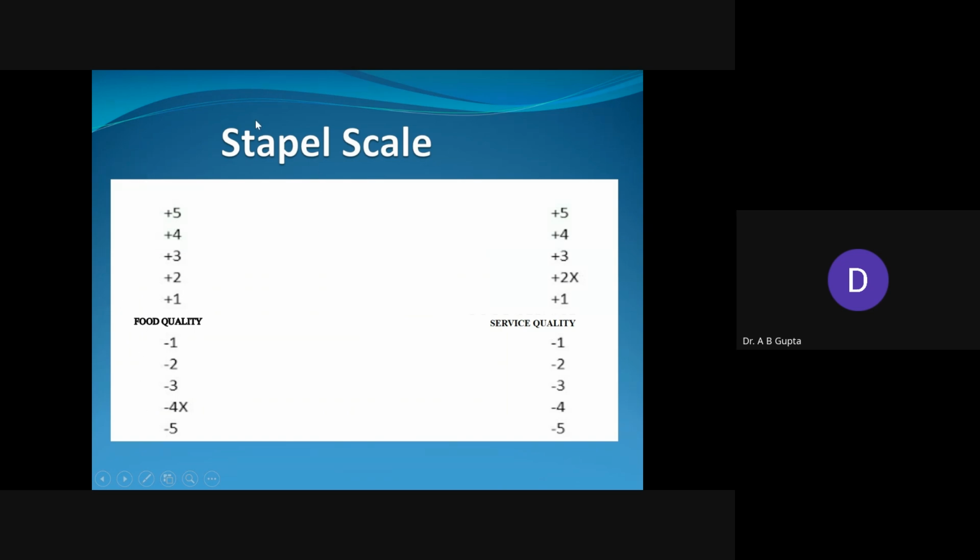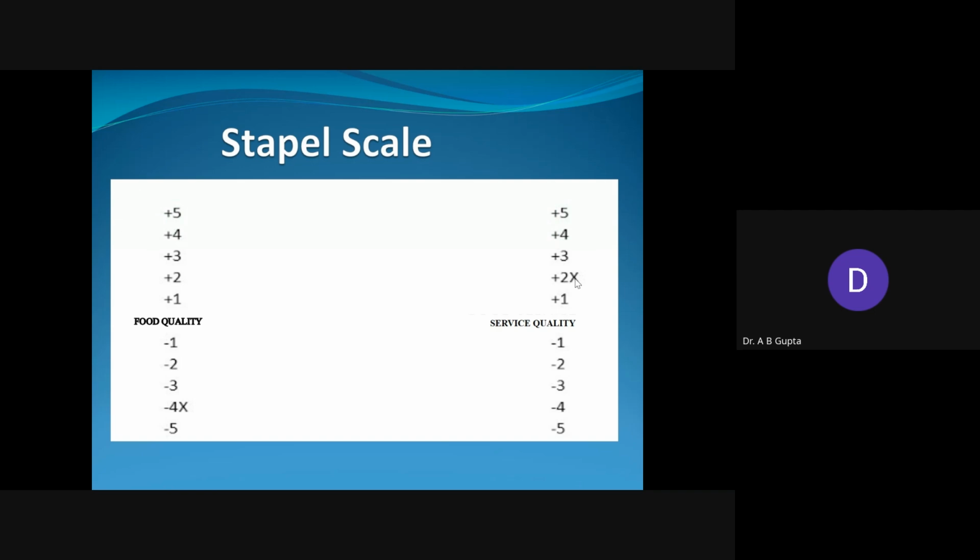And then the respondent has to put a certain mark somewhere here, from -5 to +5. For example, someone has selected -4 as far as food quality is concerned. Similarly, what is the service? Service means how quickly you are getting the food. You order food, and within 5 minutes or 10 minutes, you are getting the food. So service quality is how quickly the people are responding to you. Someone has given +2.